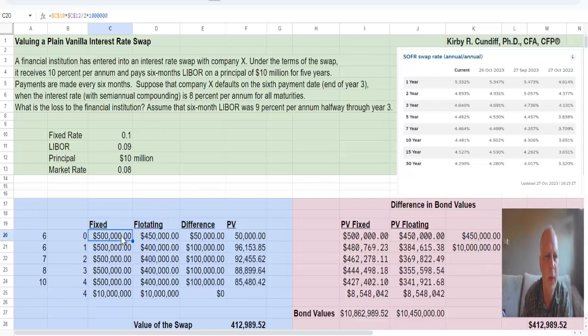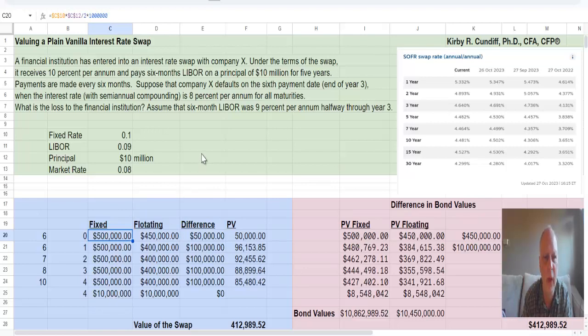So the fixed payment is going to be 10% times the principal divided by 2, and then we will convert it from millions to dollars, so we multiply it by the 1 million, and each of the fixed payments is going to be $500,000, and then we're showing the final $10 million principal exchanged back and forth and canceling out here.